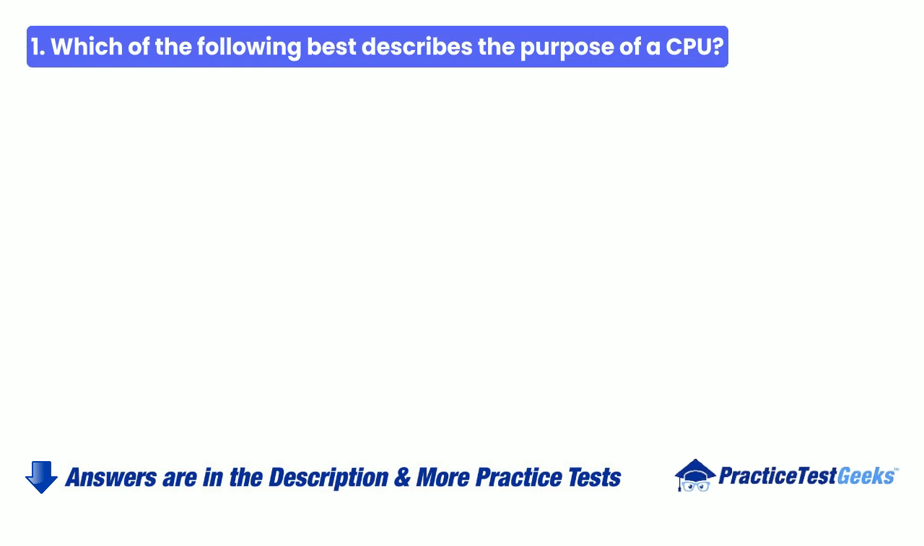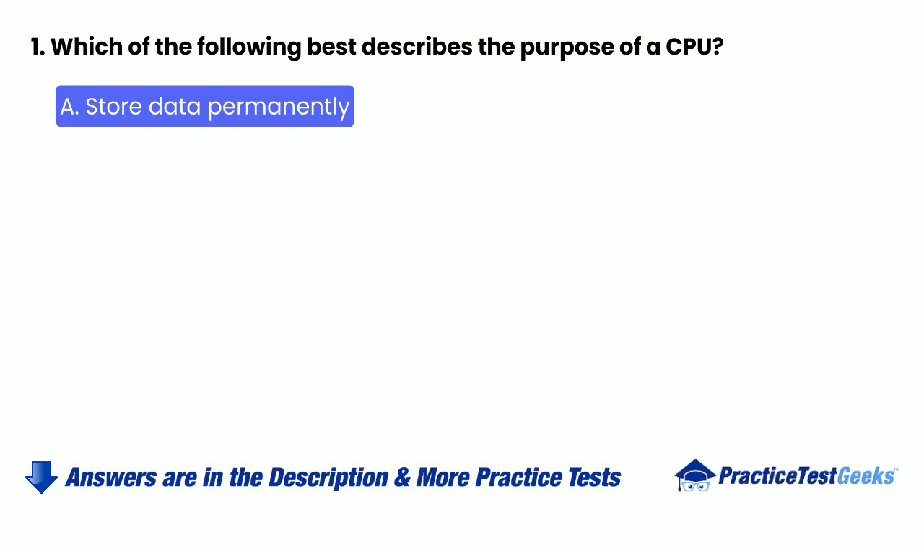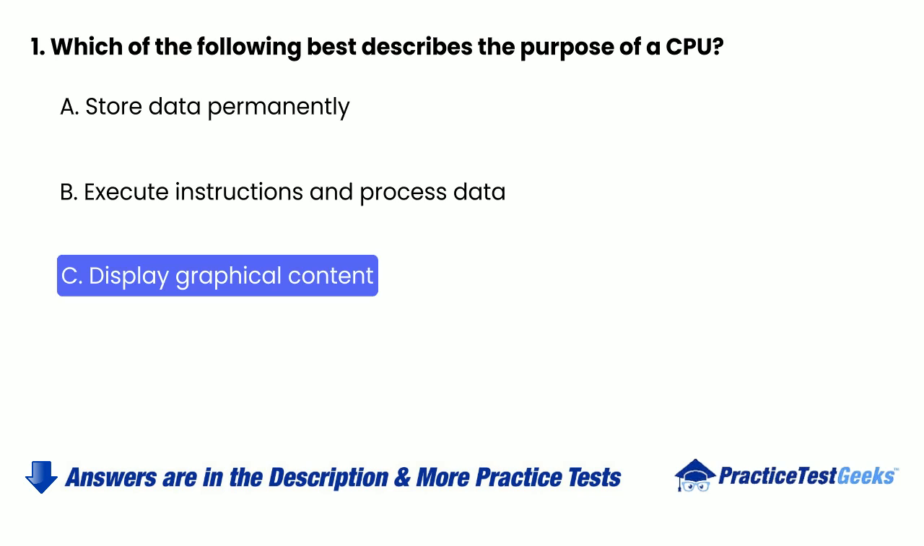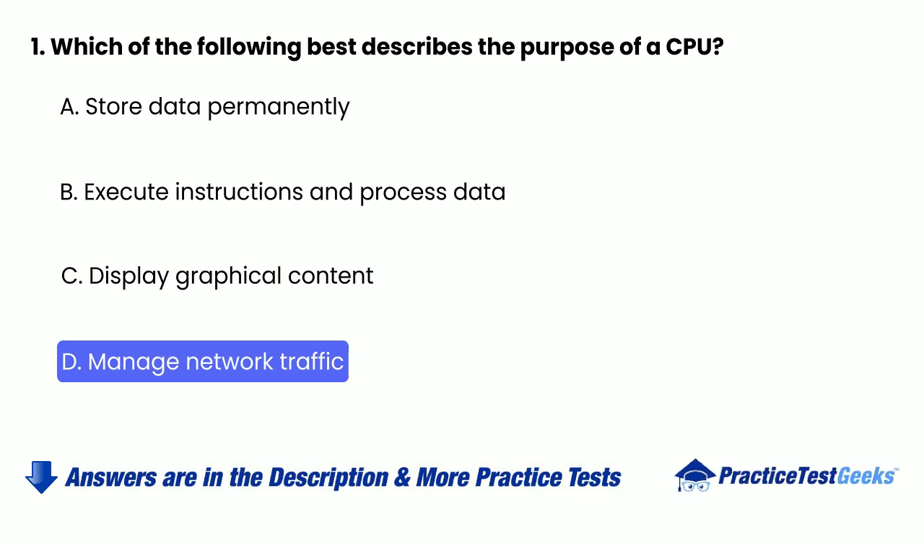1. Which of the following best describes the purpose of a CPU? A. Store data permanently. B. Execute instructions and process data. C. Display graphical content. D. Manage network traffic.